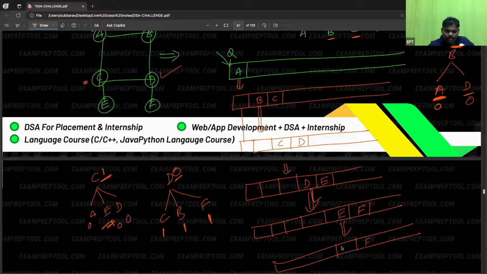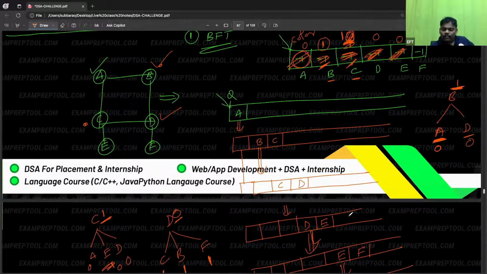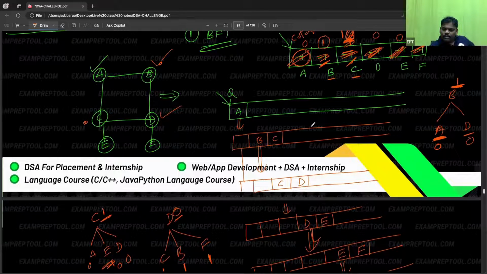So E will ask, who is E's adjacent? E's adjacent is going to be only C. So what is E's color already? E's color is already 0. F's color is, I think, 1. F's color is already 1, right? This is the current status.